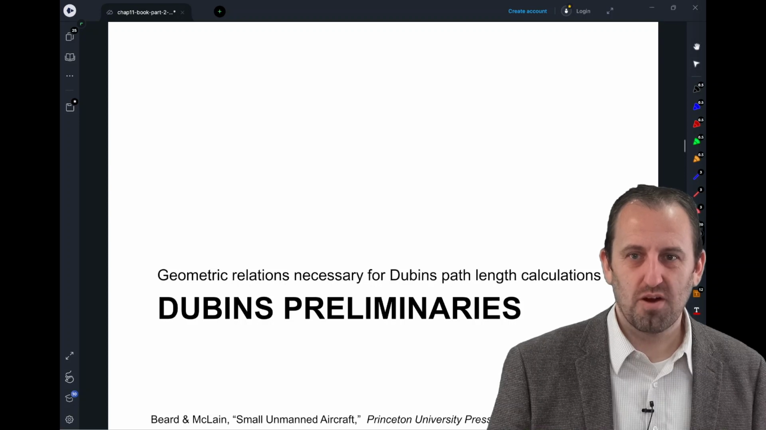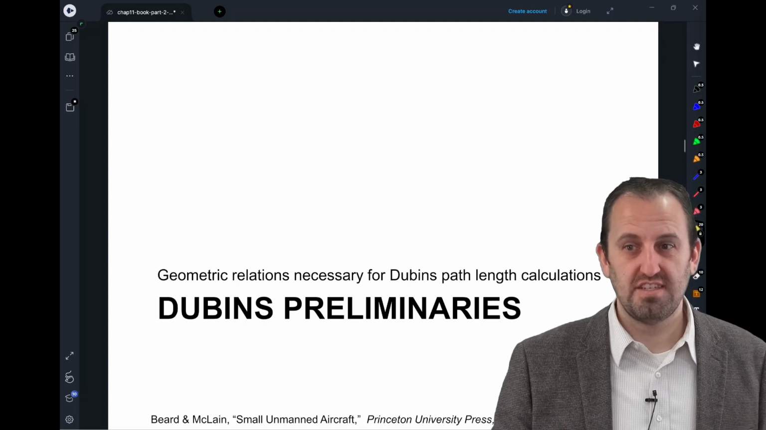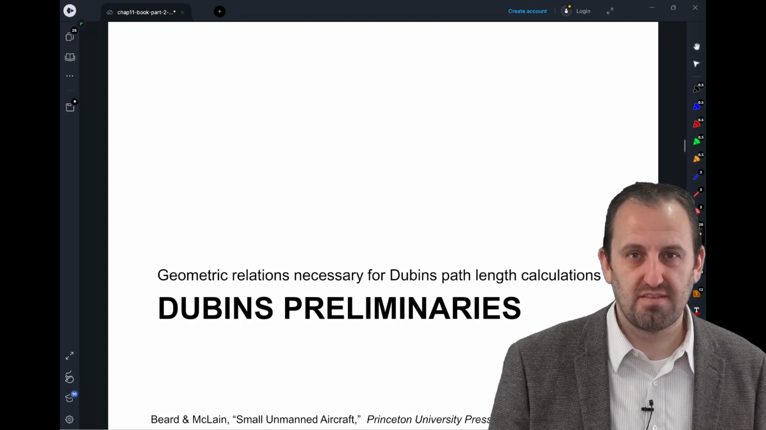In this lecture, we're going to be discussing the geometric relations necessary for calculating path lengths for the Dubins paths. We're going to discuss the basic building blocks of the Dubins path, and we're going to define the major components: centers of circles, arc lengths, and line definitions. So let's go ahead and get started.